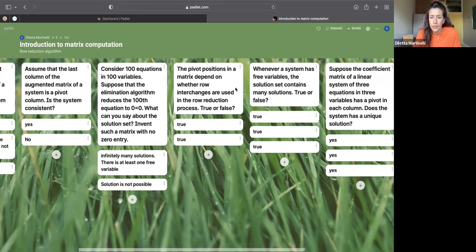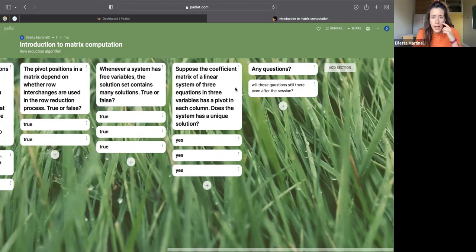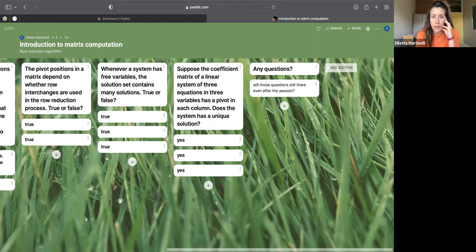This one we already discussed. And the last, suppose the coefficient matrix of a linear system of 3 equations, 3 variables has a pivot in each column, does the system have a unique solution? And yes, the answer is correct. Yes, you have a unique solution, because you have no free variables, and there are 3 equations, 3 variables. So there are no free variables, so you get only the values of the basic variables, so it's a unique value.